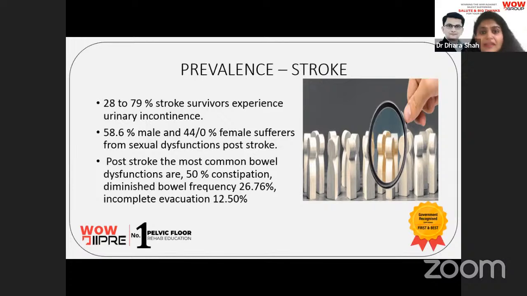Many of the stroke patients are coming with erectile dysfunctions. Females are coming with issues related to desire disorder, issues related to orgasm disorders. So there can be multifactorial involvement in it, which we would be discussing in today's session. Post-stroke, constipation, fecal incontinence, and impaction of the bowel are also very frequent.